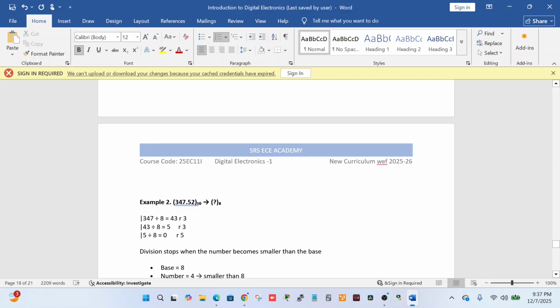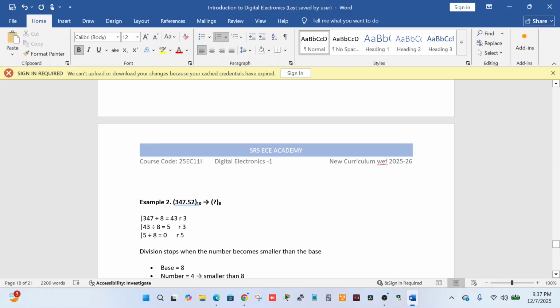Now divide 43 by 8. 8 fives are 40. 43 minus 40, the quotient is 5 and the remainder is 3. Here 5 is less than the base 8, so you cannot divide 5 by 8, so the quotient becomes 0.